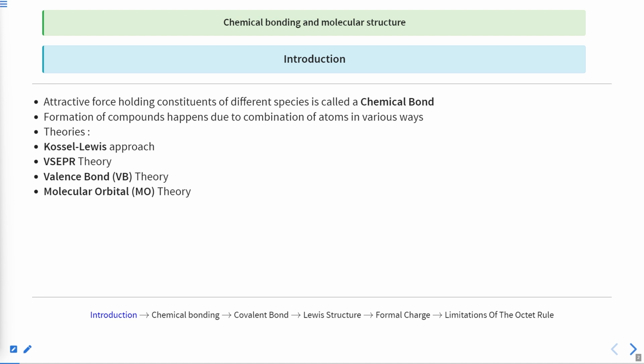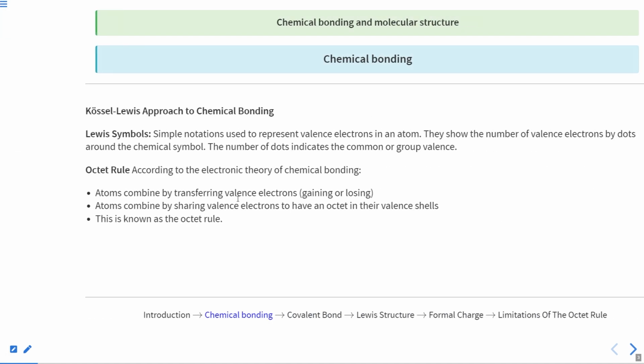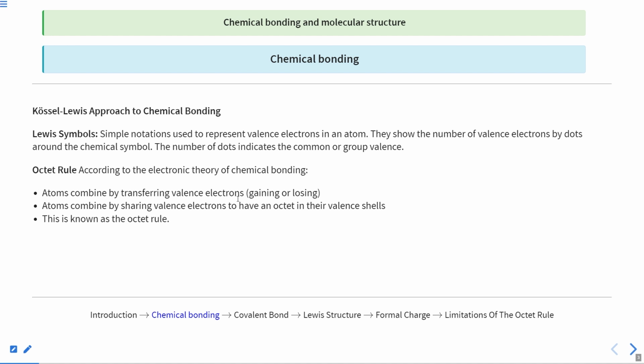So it was very important to know how these chemical bonds are formed. For this, we have to study these theories. So first one, as I have said, is that we will look at the Kossel-Lewis approach. So first of all, Lewis symbol. What is Lewis symbol? It is a simple notation used to represent valence electrons in an atom. Means we are only considering the valence electrons, not the inner core electrons.